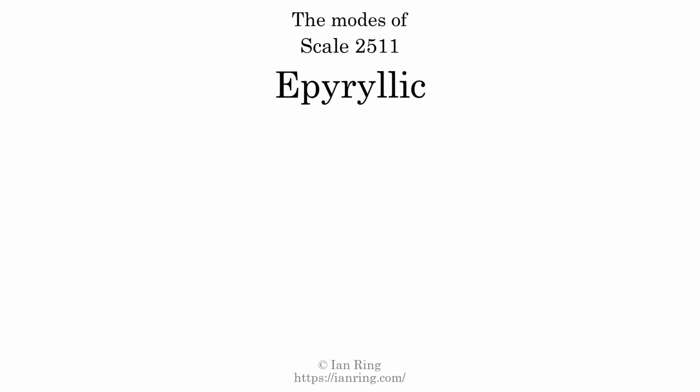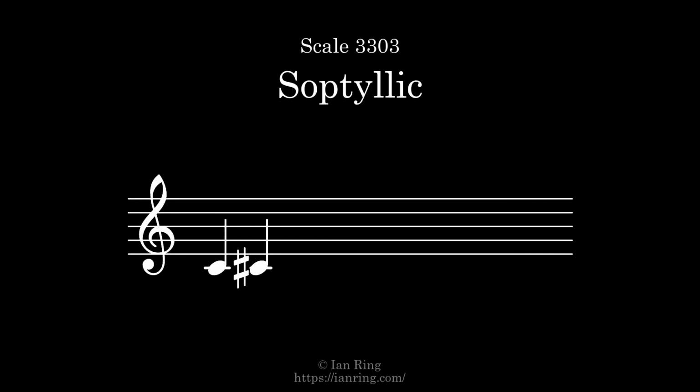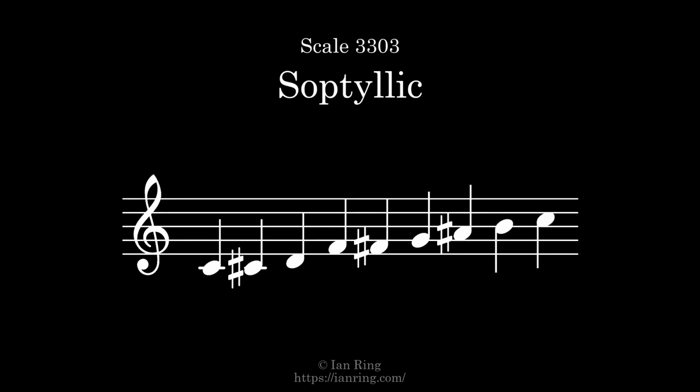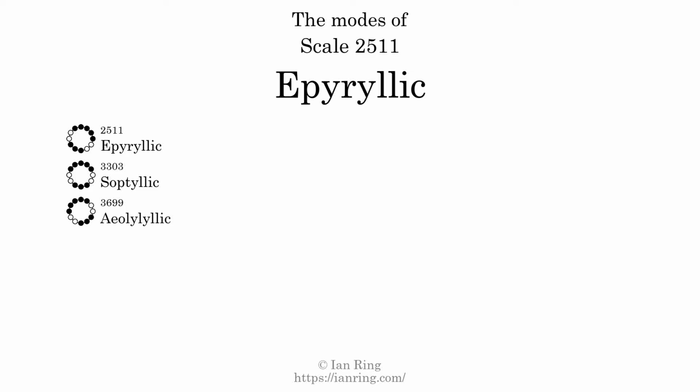This scale has 8 modes. The first mode is itself. The second mode is scale 3303, also known as octatonic. It sounds like this. The third mode is scale 3699, also known as Epyryllic. It sounds like this.